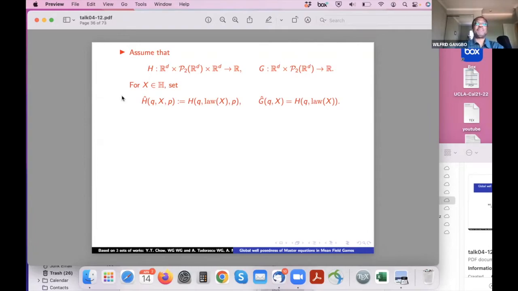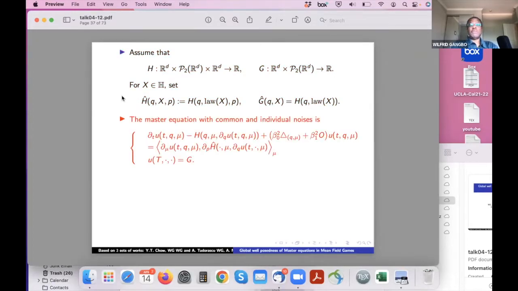I can lift H to the Hilbert space setting by saying that H hat of X is H of the law of X. And I can do the same thing. I can lift the terminal value function to the Hilbert setting. And so I am again in a situation where I can differentiate H hat, I can differentiate G hat, and relate the differential to the differential of H and G.